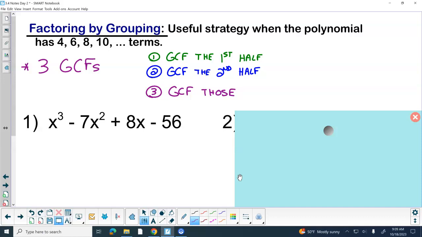So, step number 1 says I need to GCF the first half. So here is the first half of my equation, looking just at the green box. What is my greatest common factor? 1. X squared. 1 in terms of the number, x squared in terms of the variable, so we'll call it just x squared. What is left over? X minus 7.